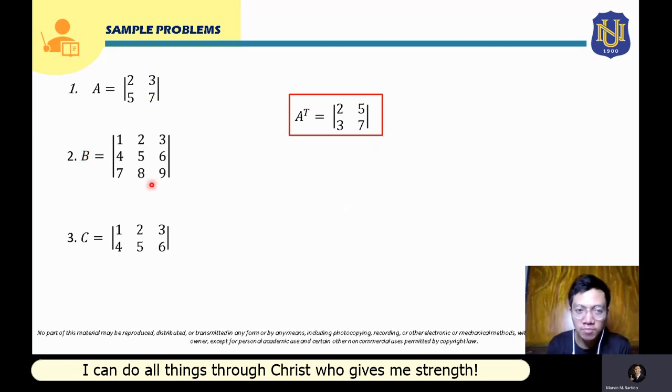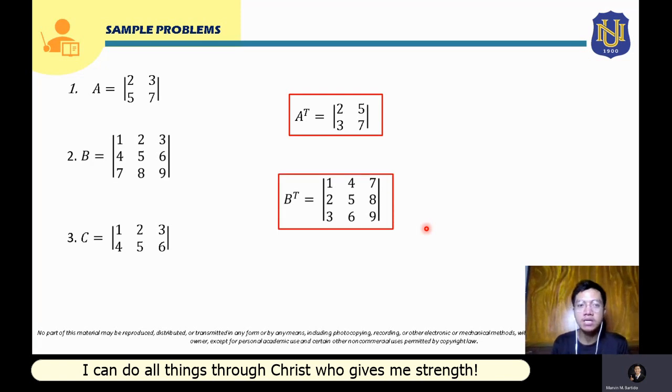Okay, now for the transpose of B, so again, we just interchange rows and columns here. So we just make the rows here, columns here. This row will be a column here. This will be 1, 2, 3. And then this row 4, 5, 6 will be a column here, 4, 5, 6. And this row here will be a column here. So this will now be the transpose of B.